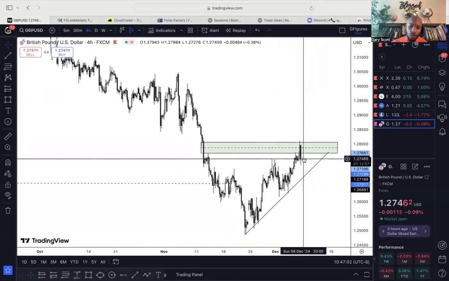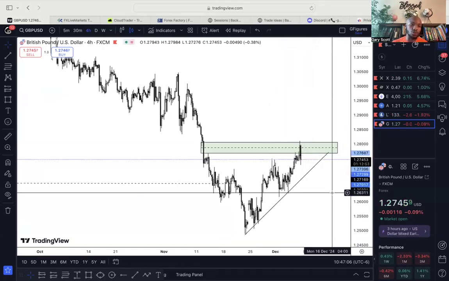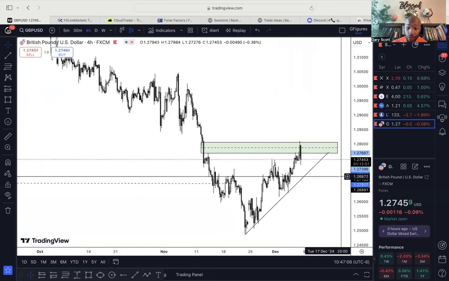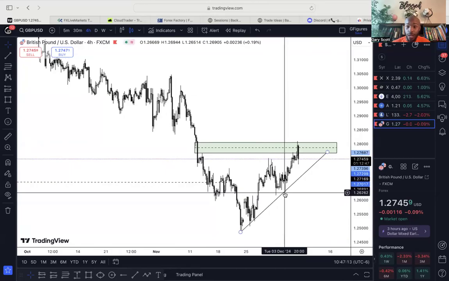For me, if this candle does continue to close strongly, I will be looking to potentially sell GBPUSD. That's just for any of you guys that are on the call with me. That's something that you could definitely look to do this week, or you can wait until next week to potentially take the trade.